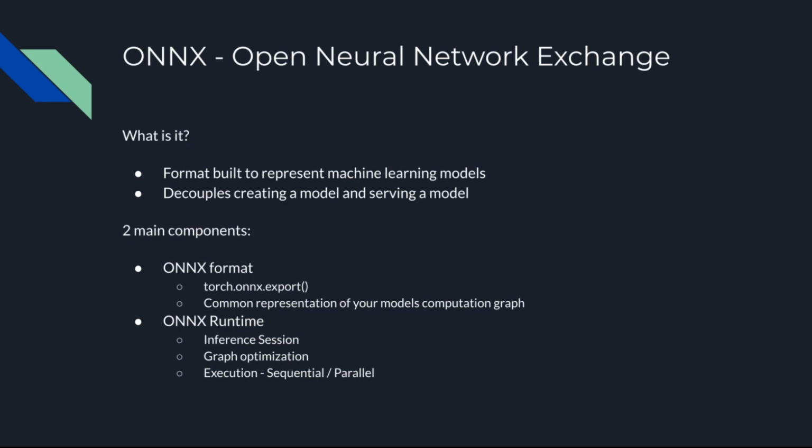So what is ONNX? ONNX stands for Open Neural Network Exchange, and it's essentially an open format built to represent machine learning models. I believe it was originally started at Facebook. They wanted to unify models created with PyTorch and Caffe. Then Microsoft and Amazon got involved, and now there are a lot of companies investing in this technology. Some of them are IBM, Intel, NVIDIA, Sony, and Unity.